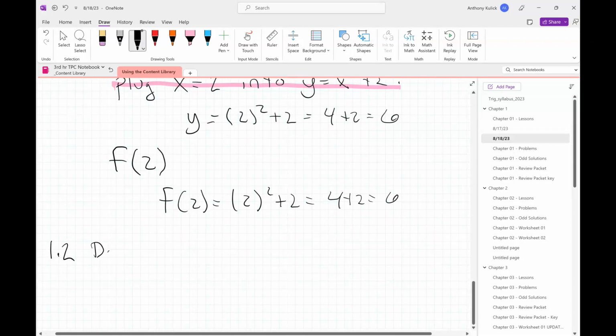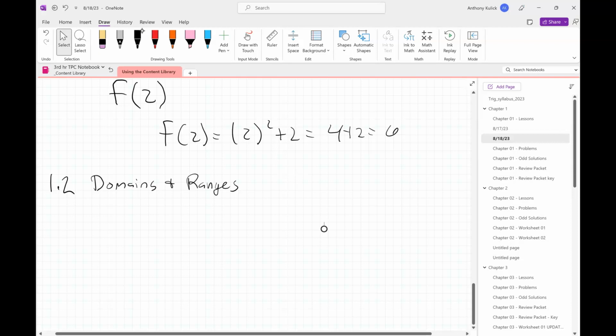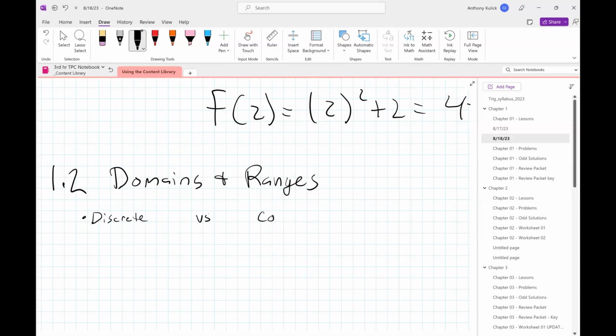We're going to look at section 1.2 next. Okay. So in section 1.2, we're going to be talking about how we can describe the domain and range for functions. So when doing this, we have like 2 different situations. We have things that are discrete versus continuous. So an example of something that's discrete would be a set of ordered pairs where there's finitely many ordered pairs.